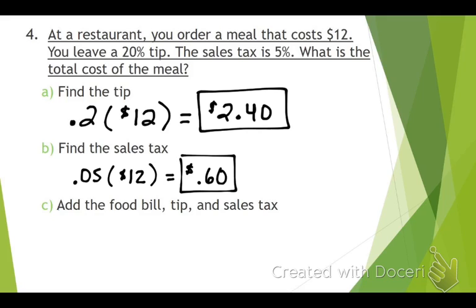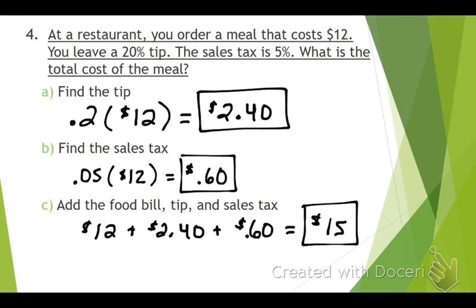So 60 cents. Now, here's what I want you to do. Add the food bill, the tip, and the sales tax together to find out what our answer is, the total cost of the meal. Do that on your own. All right, we know that my food bill was $12. I know that my tip was $2.40, and I know that my sales tax was 60 cents. When I do that, what do I get? $15. Okay, that is the total cost.